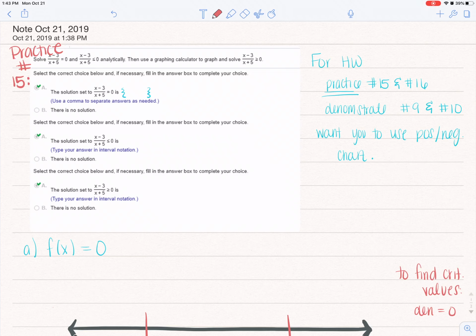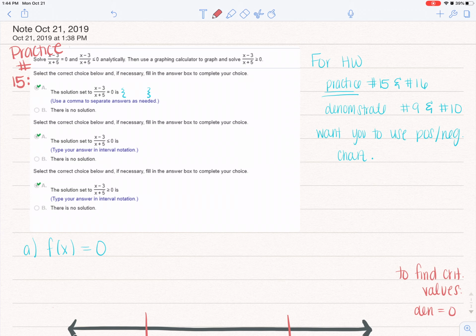Hey guys, so just wanted to take a second to walk you through another example of a positive negative chart. So here's one that I got out of the homework. It's actually from practice number 15. Yours will probably not be identical, however, it will look very similar.